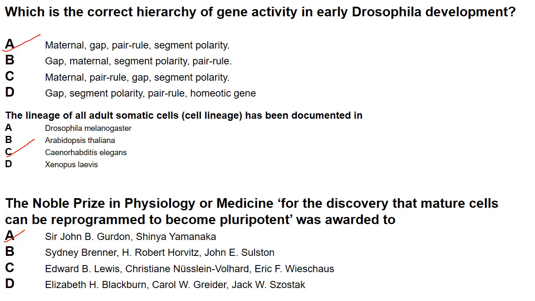The next one. The lineage of all adult somatic cell lineages has been documented in Caenorhabditis elegans. Then Nobel Prize in Physiology and Medicine for the discovery that mature cells can be reprogrammed to become pluripotent was awarded to. So it was awarded to Sir John B. Gurdon and Shinya Yamanaka.